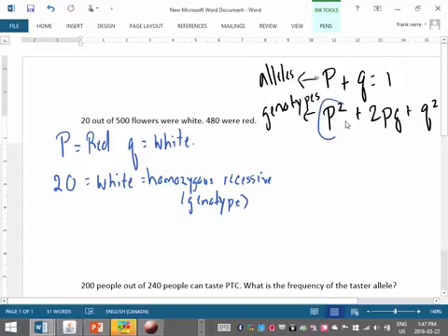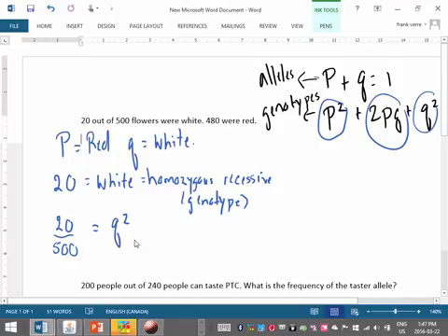So, genotypes. There's p squared, there's 2pq, and there's q squared. Which of those three represents the white condition? Q squared. So this is what we know. We know then that 20 out of 500 has to be my q squared. The frequency of my white individuals is q squared because q squared is my recessive genotype. White is recessive, so q squared is my white one.